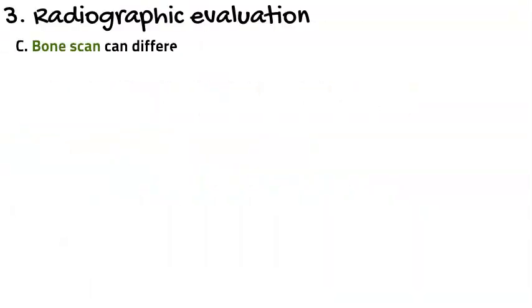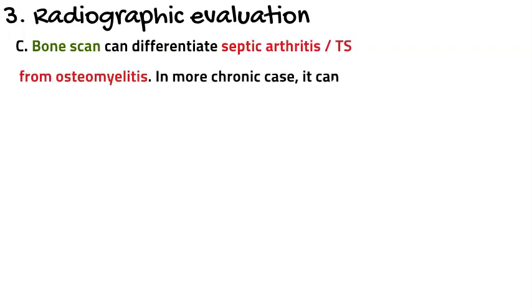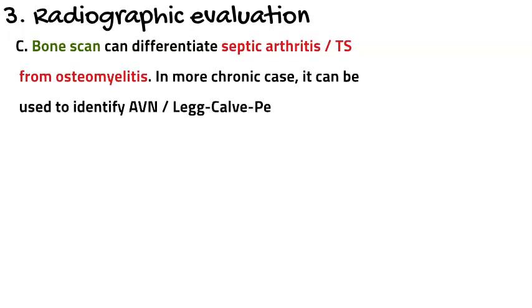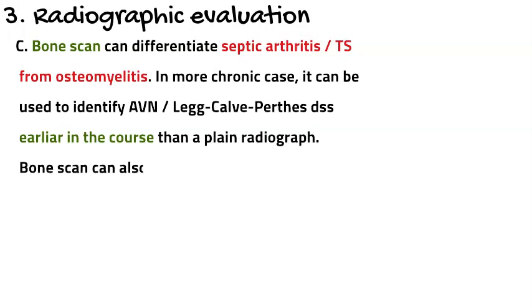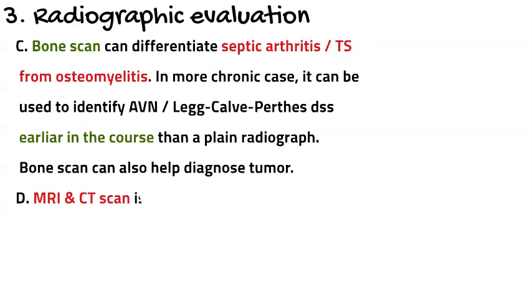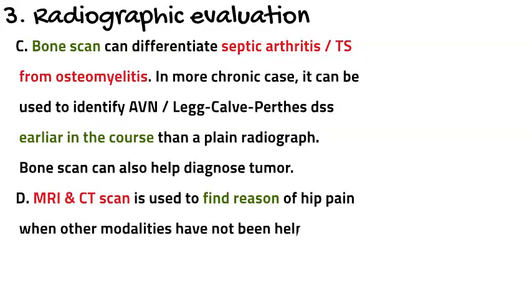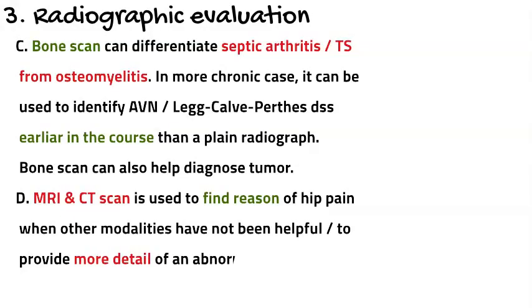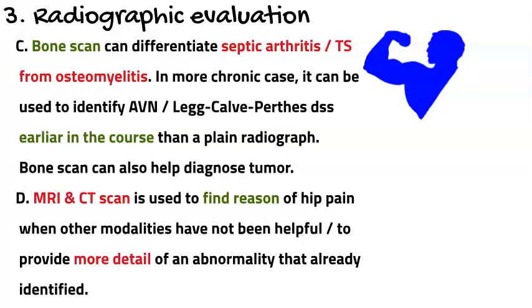C. Bone scan can differentiate septic arthritis or transient synovitis from osteomyelitis. In more chronic cases, it can be used to identify avascular necrosis or Legg-Calve-Perthes disease earlier in the course than a plain radiograph. Bone scan can also help to diagnose tumor. D. MRI and CT scan are used to find the reason for hip pain when other modalities have not been helpful or to provide more detail on an abnormality already identified.